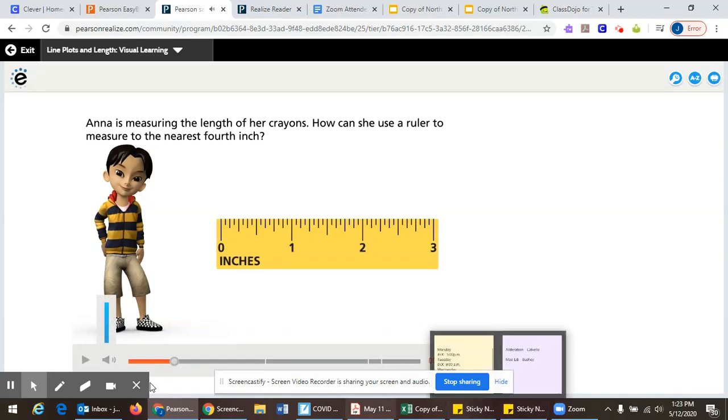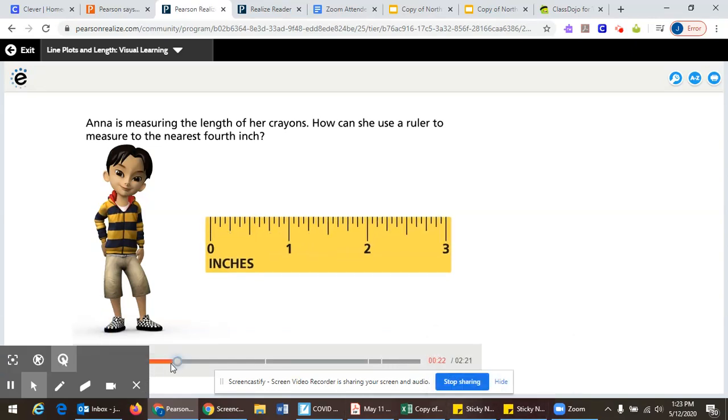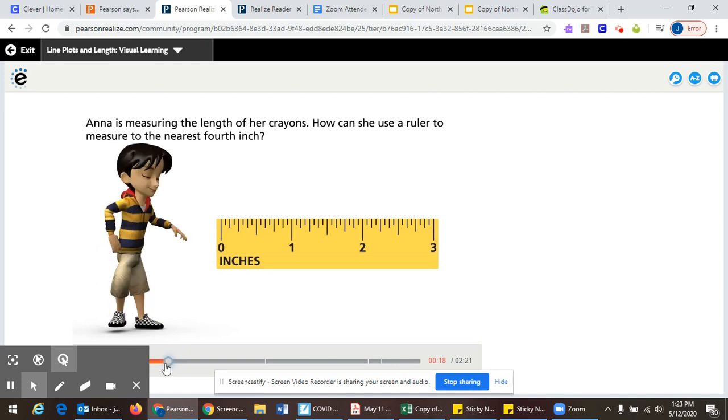Hi, boys and girls. Today I'm going to review for you what you were learning before we got out of school. It's a review of line plots. This is lesson 12-6 in your Envision book and in your packet.